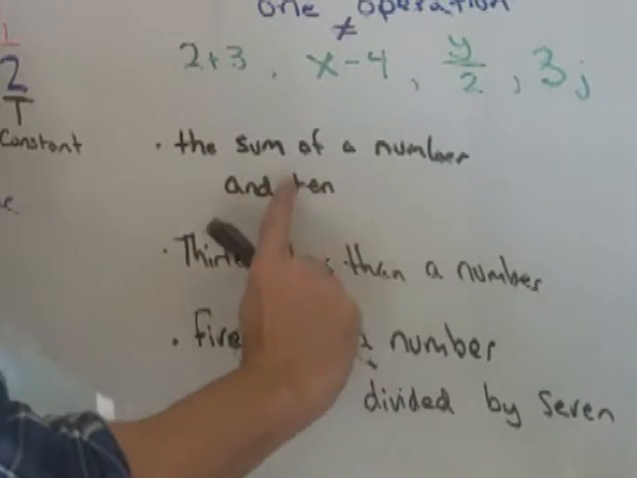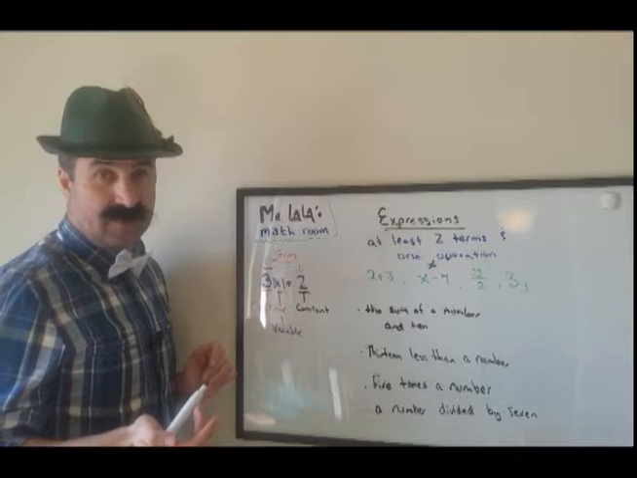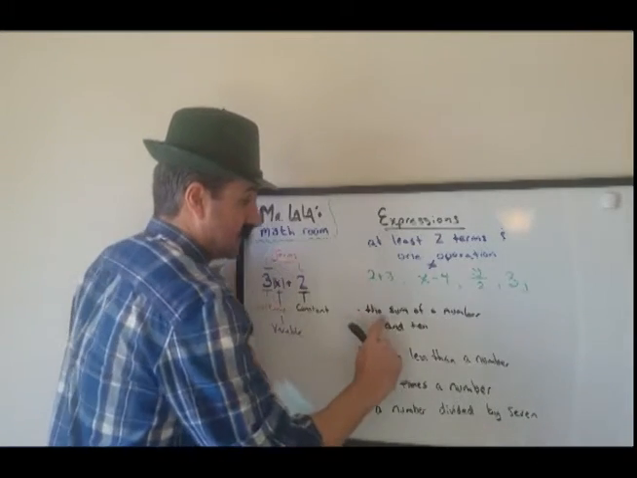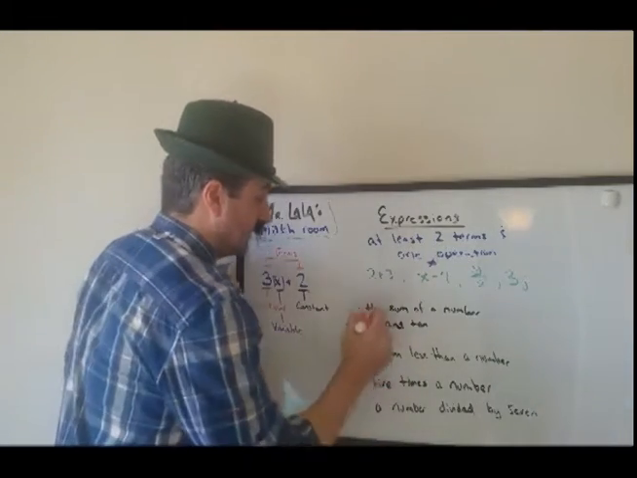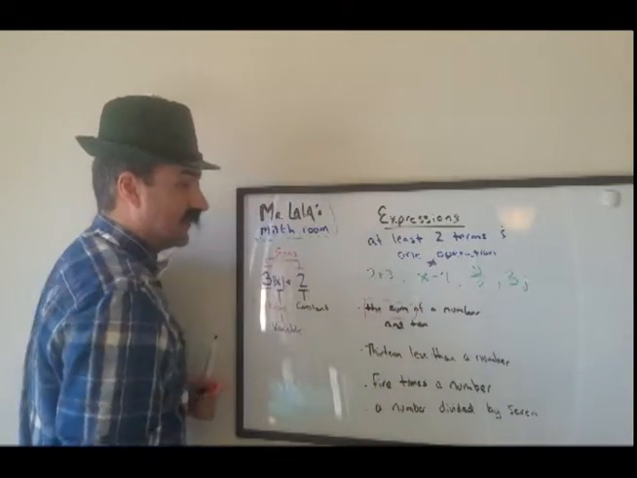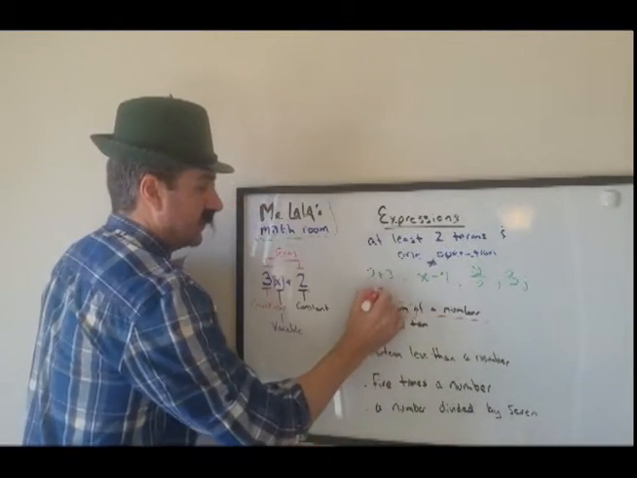The sum of a number and 10. How do we write that as an expression? Very easy. The sum, what does that mean? I'm going to grab the red one. This means add. A number, so this is add.